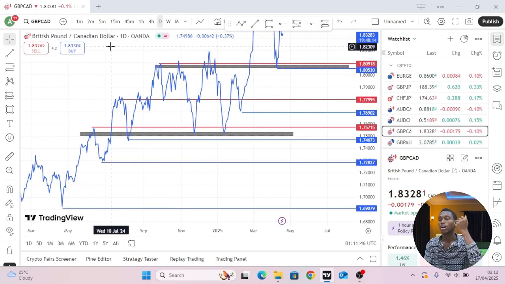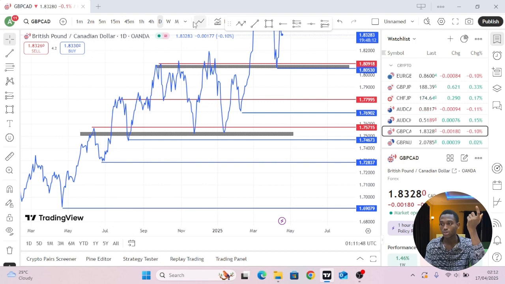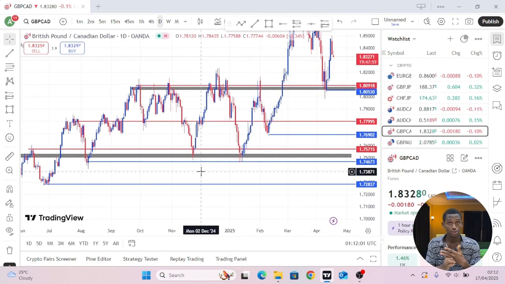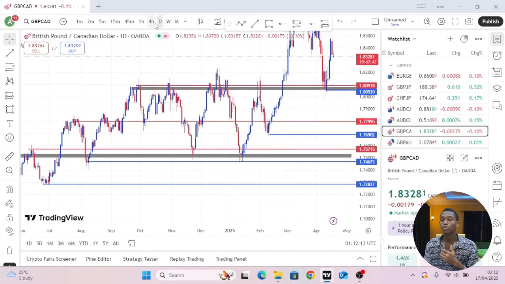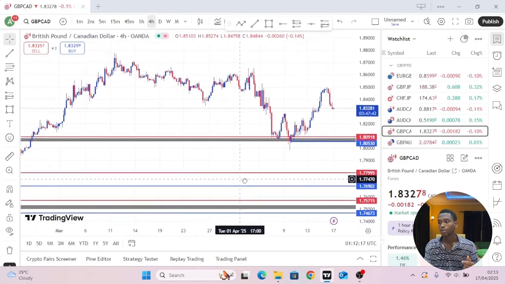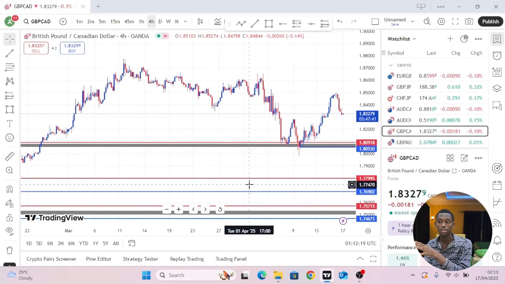So if we now want to change it back to a line chart, like I said, we've understood market structure, we've understood the overall direction of the market, we've understood buying points and selling points, buy low, sell high. Now we are going to be working our way down to a 4 hours time frame. Now from a 4 hours time frame, you can see this. This is actually a shift of structure happening in the 4 hours time frame.